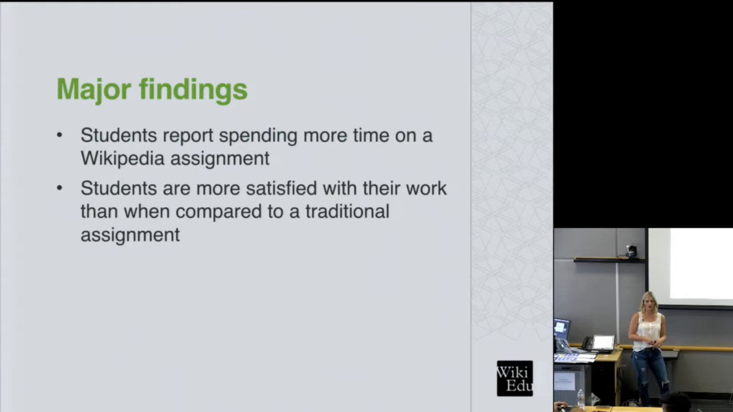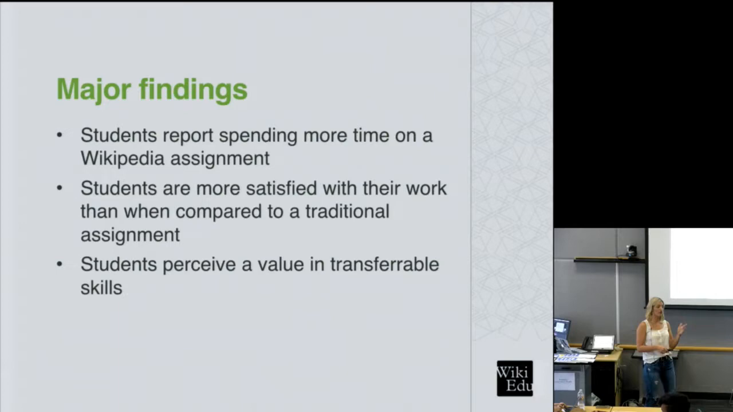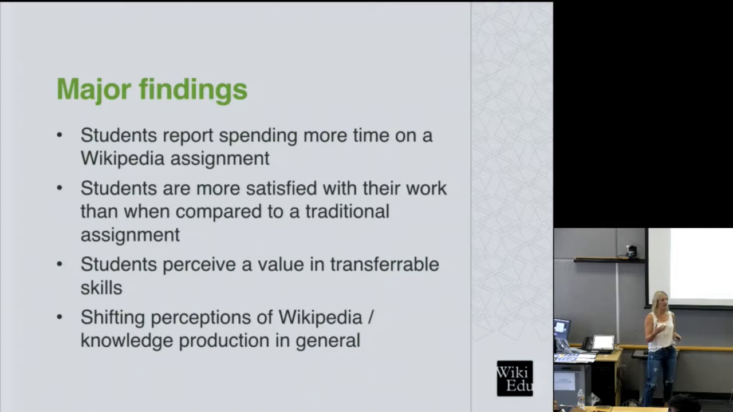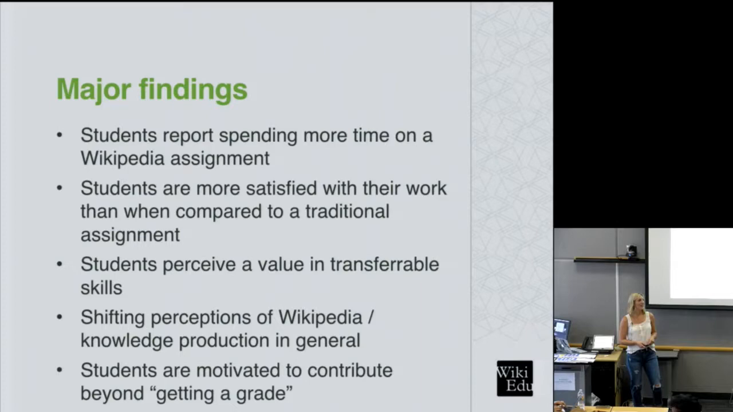They had a perceived value, transferable skills. So not just thinking about, okay, I wrote a term paper, but what does that mean for my career? But okay, now I know how to edit Wikipedia. I know how to write for a public audience. I know how to do things that maybe I hadn't known that I knew how to do before, but this assignment helped me understand that I can do it. The students reported that they had shifting perceptions of Wikipedia as a source of information and knowledge in the internet in general. And they were motivated to contribute beyond getting a grade, which I think is really great.